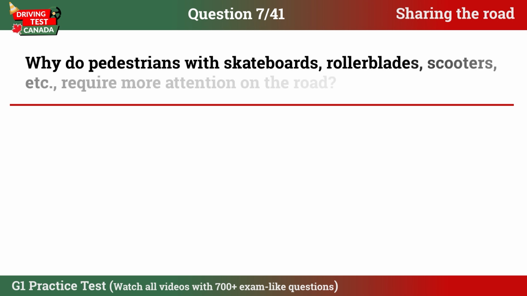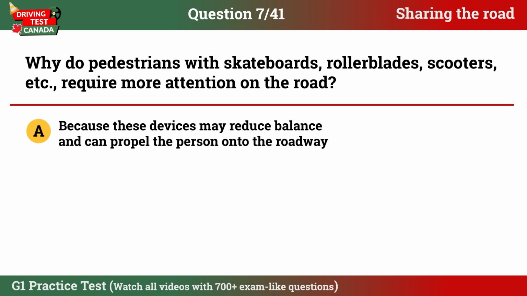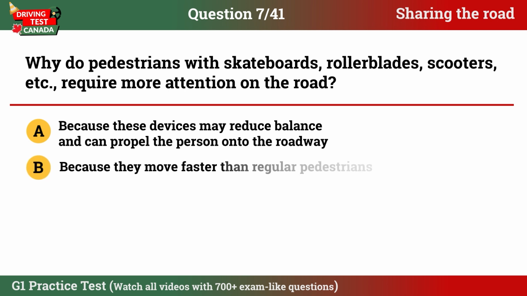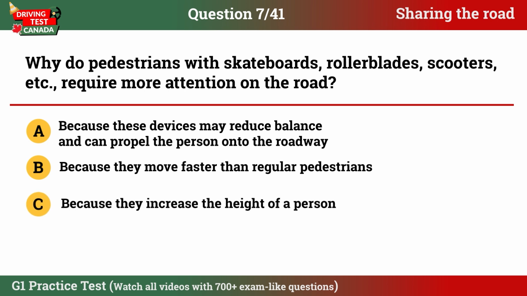Question 7. Why do pedestrians with skateboards, rollerblades, scooters, etc., require more attention on the road? A. Because these devices may reduce balance and can propel the person onto the roadway. B. Because they move faster than regular pedestrians. C. Because they increase the height of a person. D. None of the above.